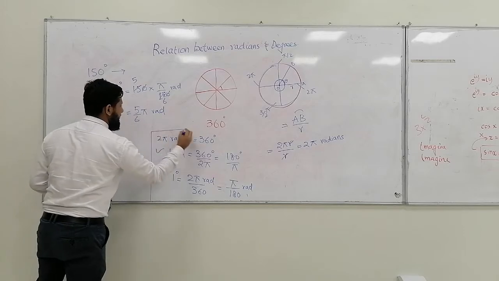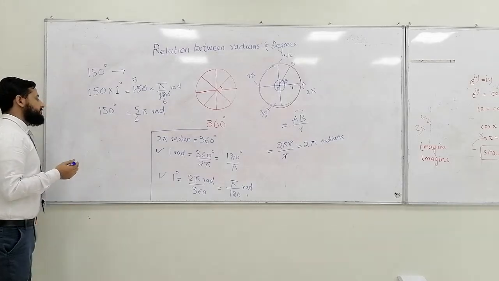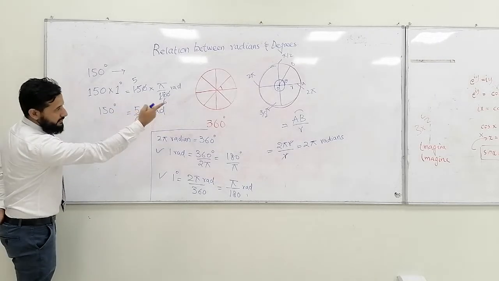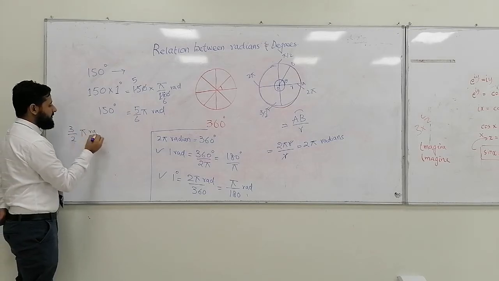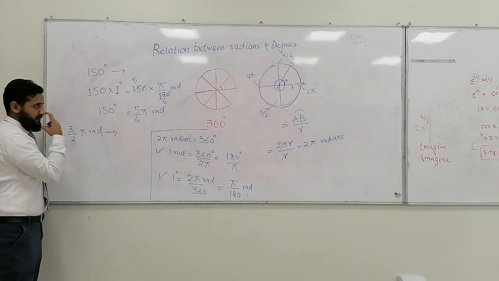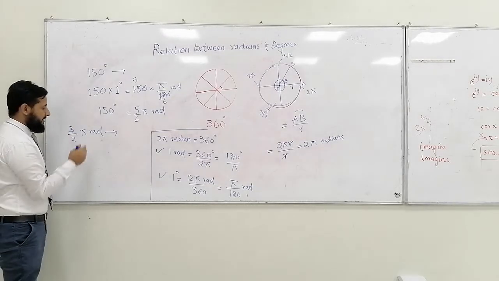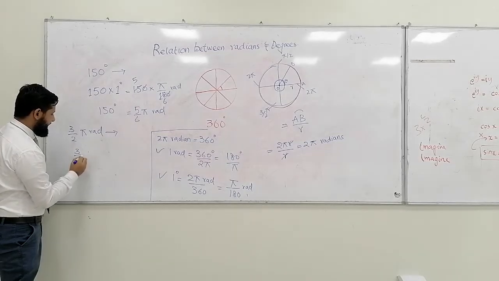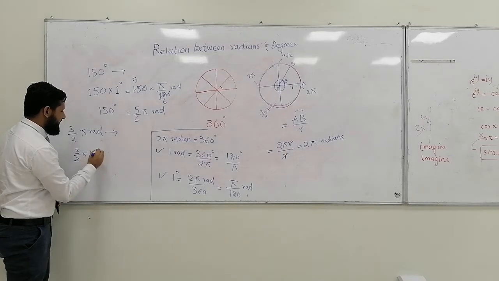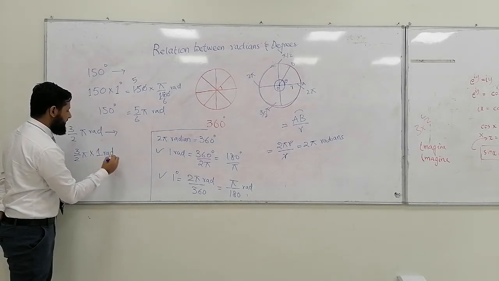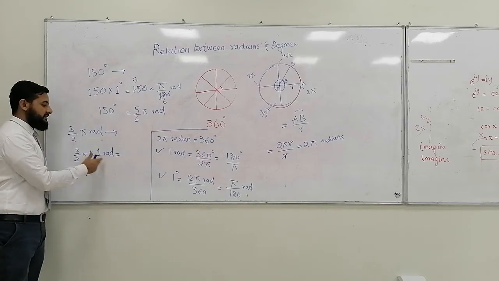Okay, now let's take another example where I want to convert radians into degrees. Let's say we take 3 by 2 pi radians, and I want to convert it into degrees. Even for this, I do the same method: I multiply by 1 radian. If I multiply by 1, it does not make any difference, because the number is the same and the unit is still the same.